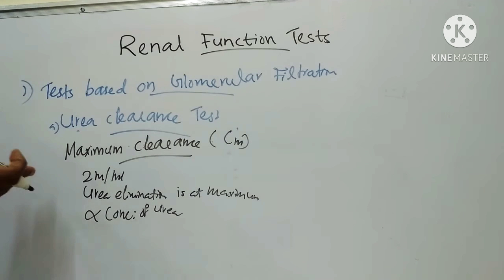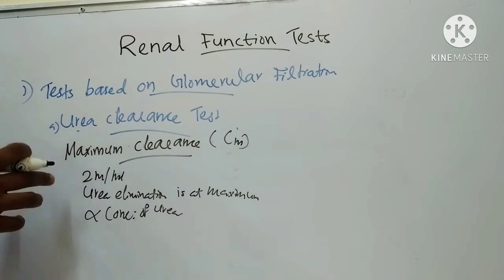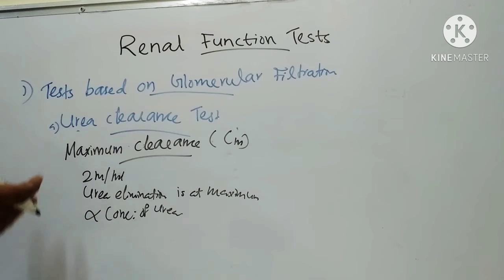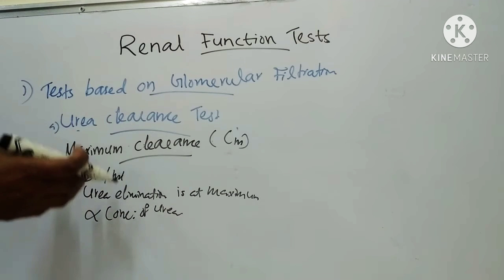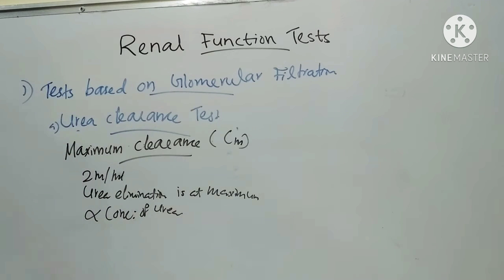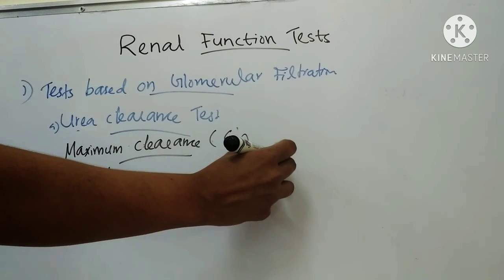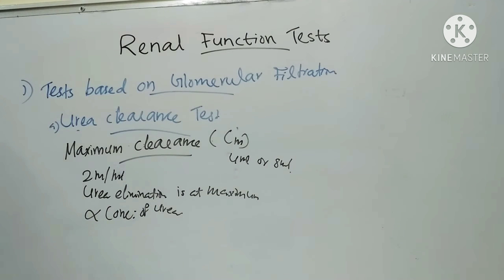So if the urine volume exceeds 2 ml per minute, the rate of urea elimination is at a maximum and is directly proportional to the concentration of urea in blood. So if blood urea remains unchanged, urea is excreted at the same rate whether the urinary output is 4 ml or 8 ml per minute.